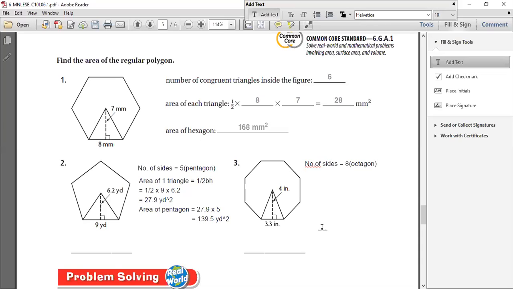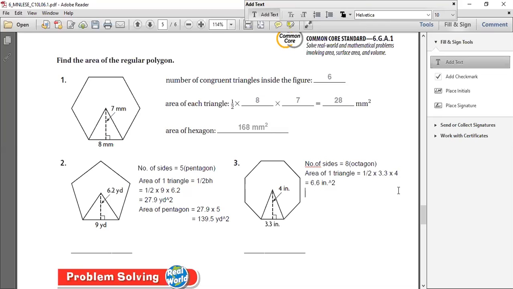So number of sides is 8. So again, you will find the area of one triangle. That's going to be again the same formula. I'm not writing the formula, but you must be writing it. I will just give the numbers now. So that's going to be half multiplied by base, which is 3.3, multiplied by 4. So the area of one of the triangles is going to be, I will find out half of 4 is 2. So 3.3 multiplied by 2 will give me 6.6. So 6.6, and the unit should be square inches. Okay, so the area of one triangle is 6.6.